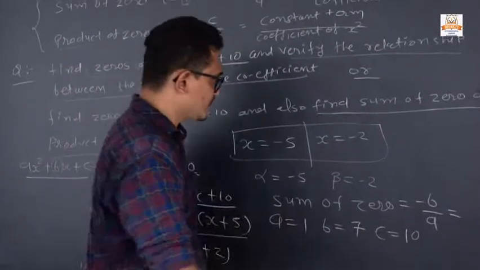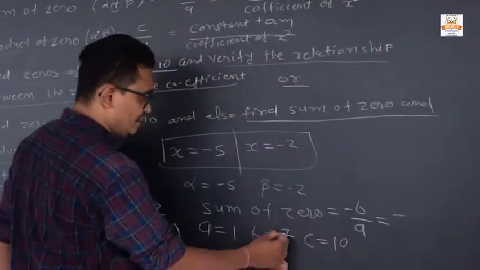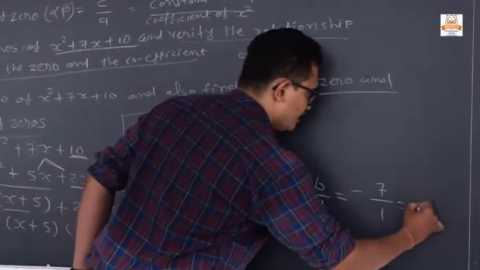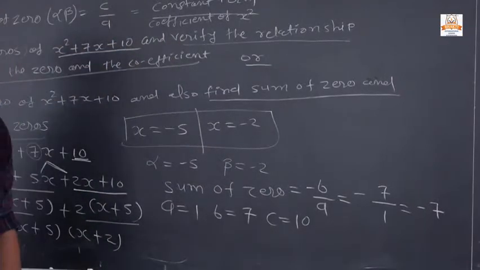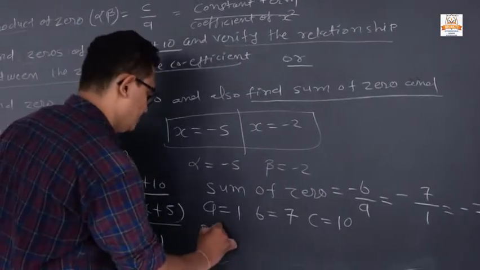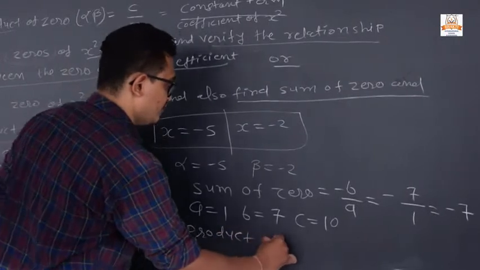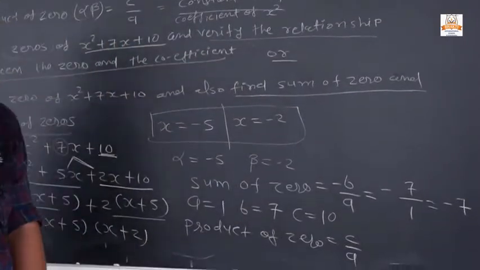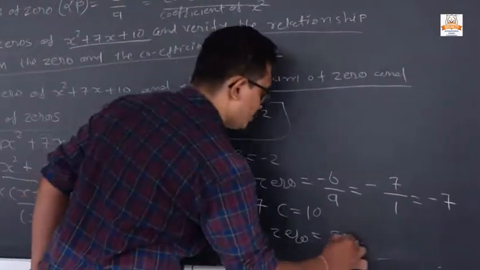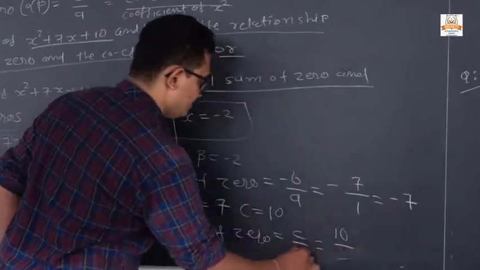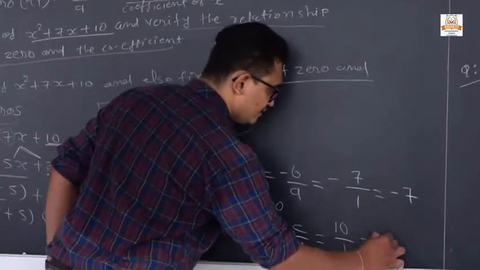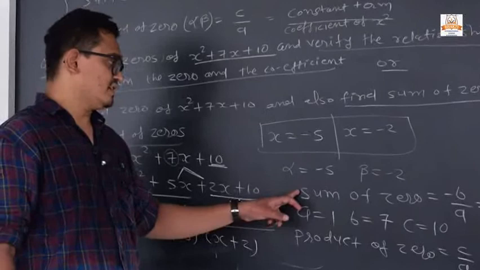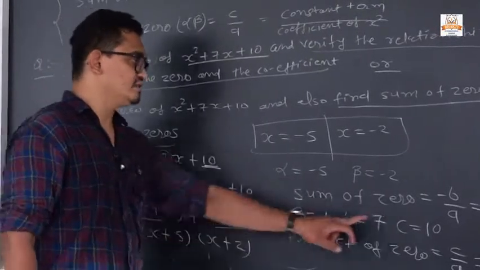So here we put the minus sign as usual. What is the value of b? 7. And what is the value of a? 1. So our answer is minus 7. Now second, the product of zeros. What is its formula? C by a. So what is the value of c? 10. What is the value of a? 1. So the answer will be 10. Clear? So for the sum of zeros and product of zeros, we directly use the formula.